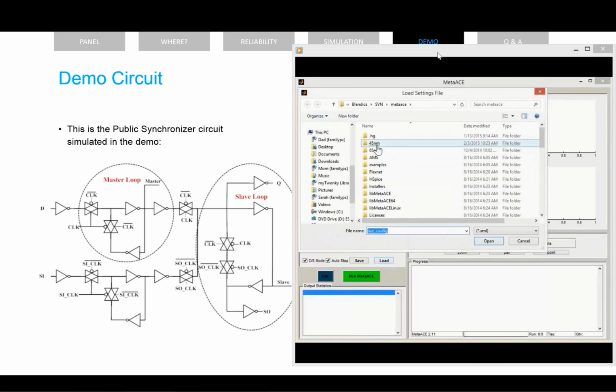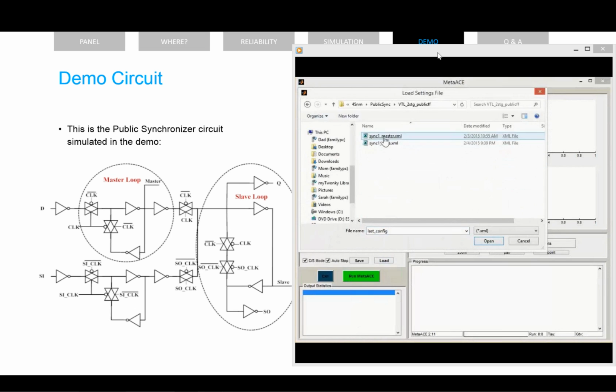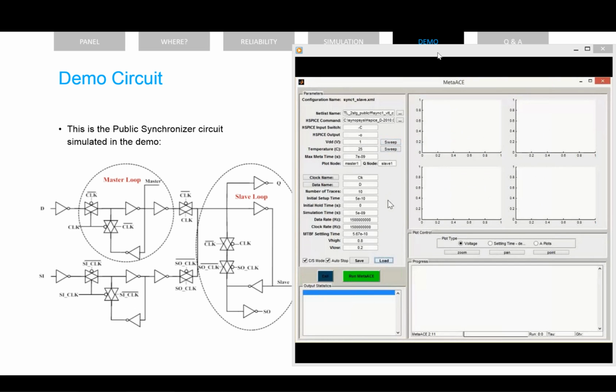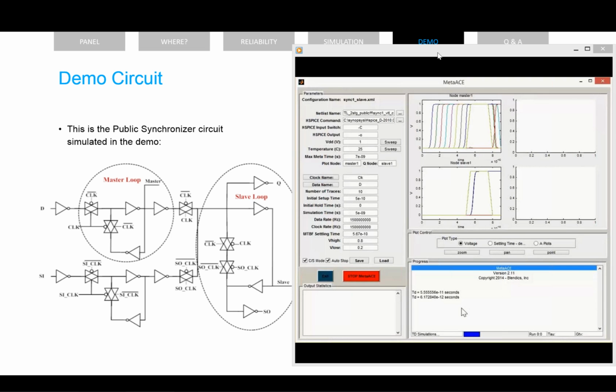So I'm going to start running the video. And the first thing that you'll see happening is me loading a configuration file that I had saved earlier. All the parameters that you see can be saved to a file for later use in the GUI or from the command line. In this way, you can set up a simulation and then make modifications to your circuit, like changing the process or flavor of transistor used, or even a completely new circuit design, and see how that affects tau.